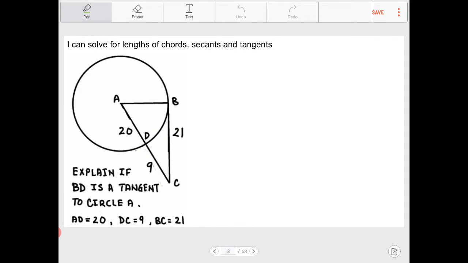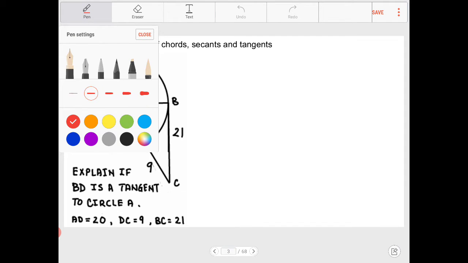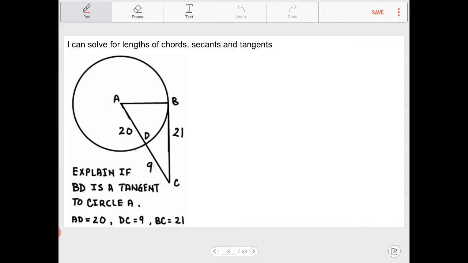Let's take a look at our first example. Pause the video here to see if you can apply the concepts that were displayed in the previous slide. Hopefully you had some time to think about this, so let's talk about it now. We have to explain if BD is a tangent to circle A. We know that AD is equal to 20, DC is equal to 9, and BC is equal to 21. In order for this to be a tangent, there should be a right angle here. How do we know if there's a right angle?